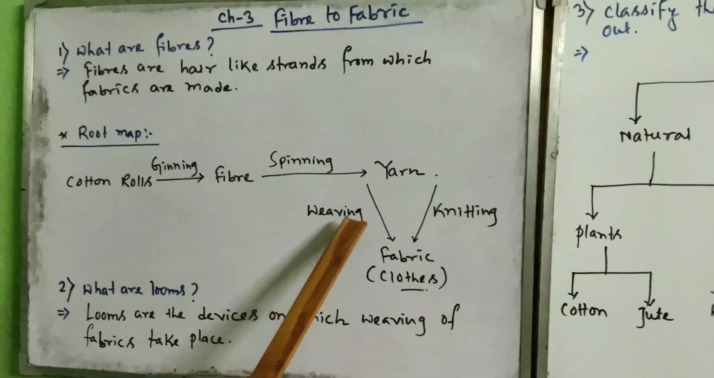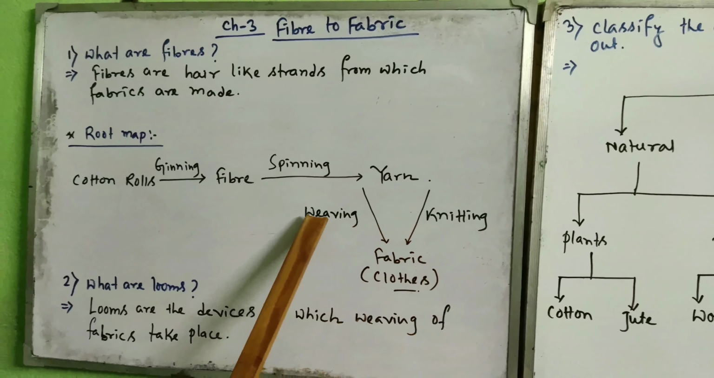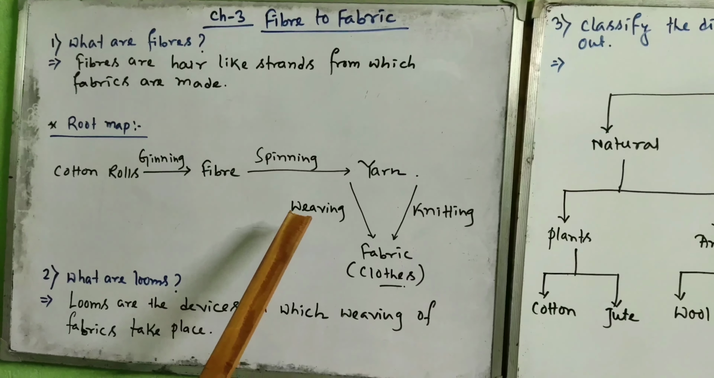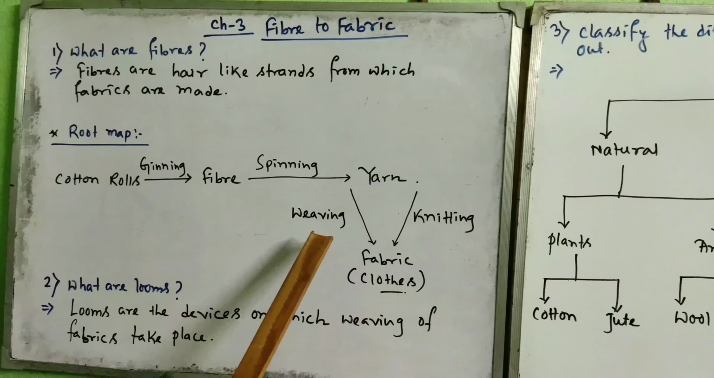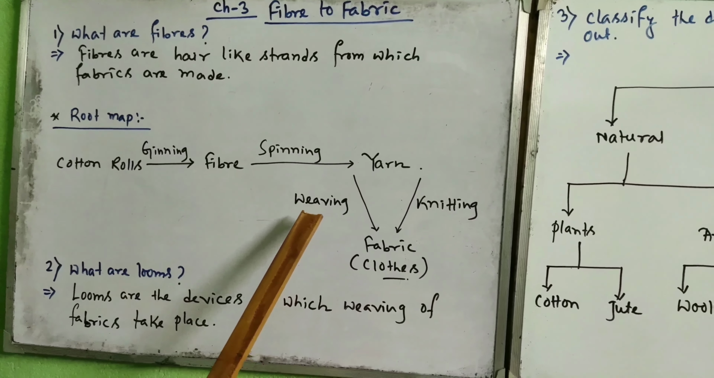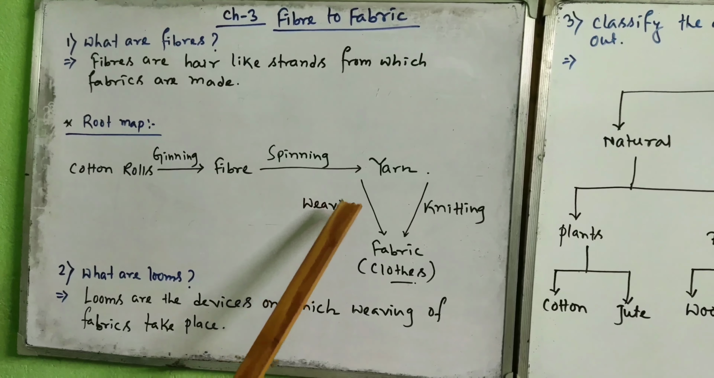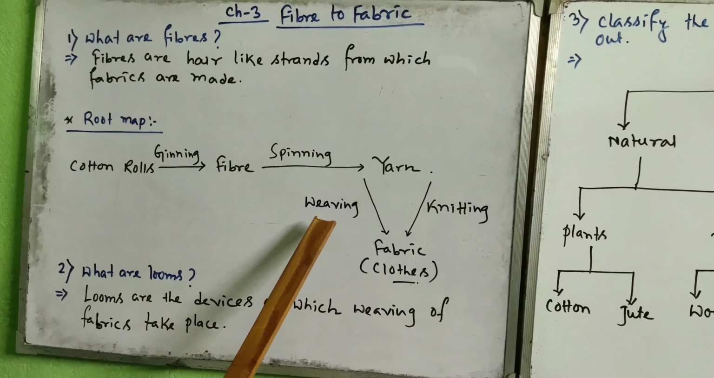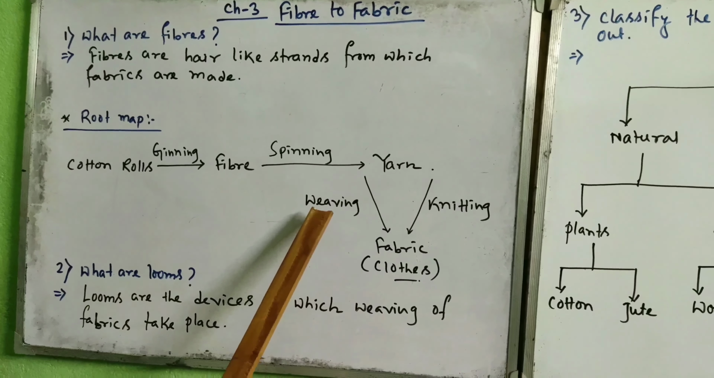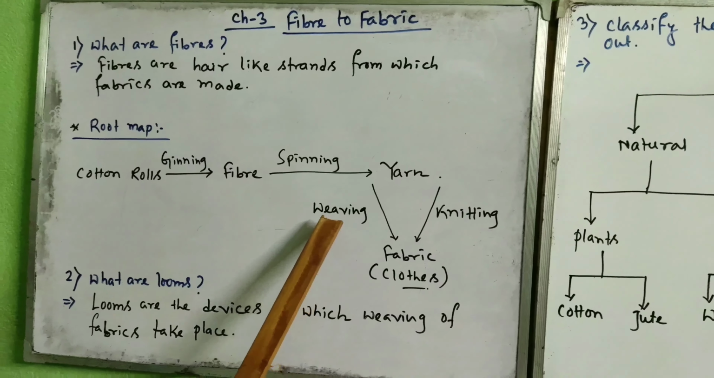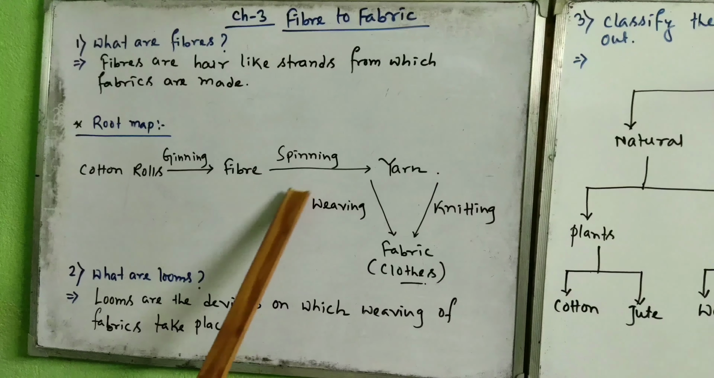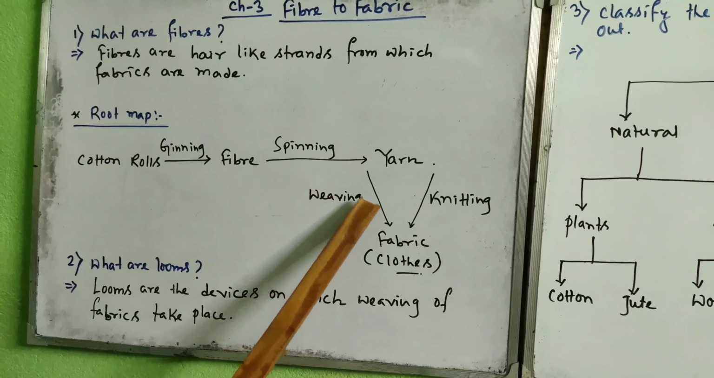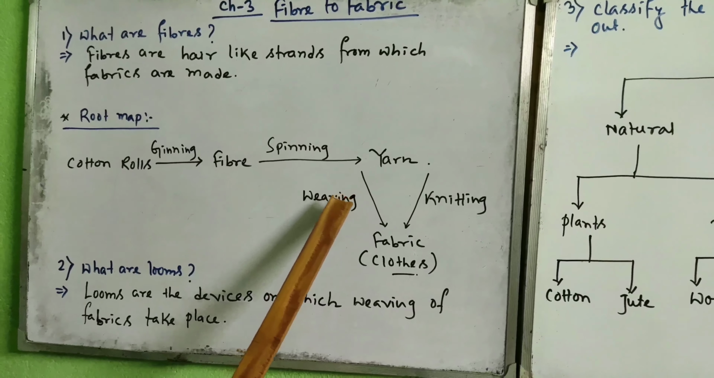One is called weaving, another is called knitting. So now, what is called weaving? The process of alternate overlapping of two sets of yarns together to make fabric. It is done either manually, by hand, or by machines.